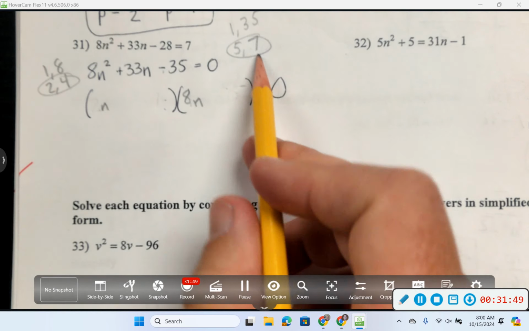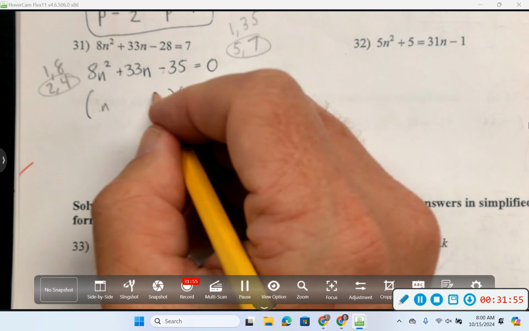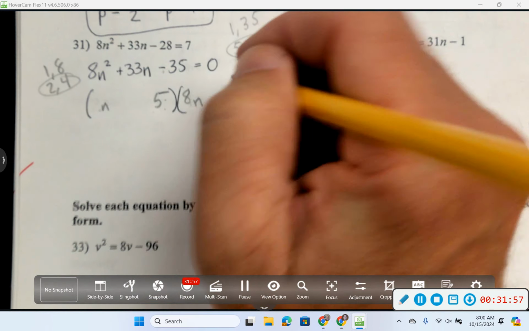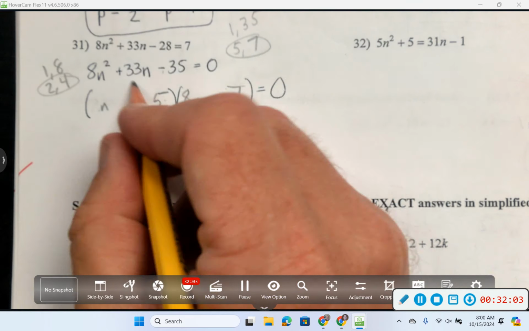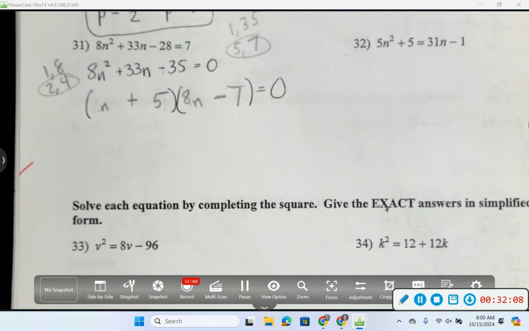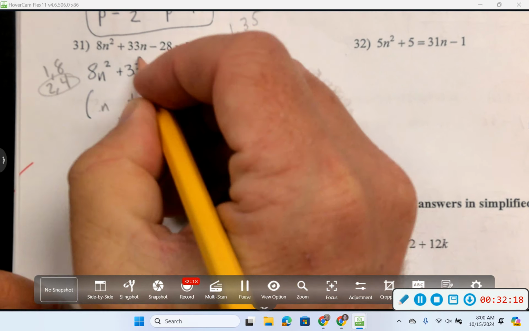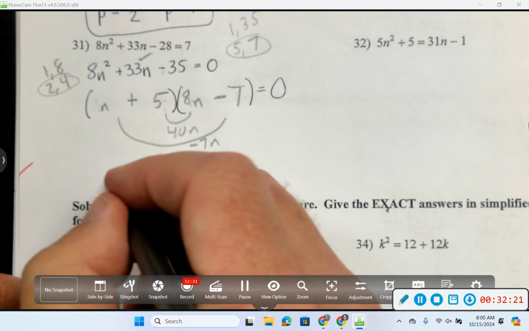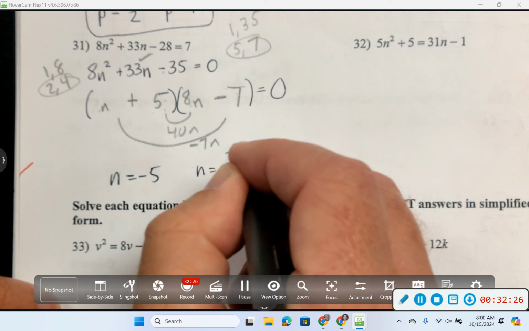Okay, 8 has to be... 8 times 7 is 56. That's not good. Oh, here we go. 8 times 5 is 40, minus 7 is 33. So I want a positive 40 and a minus 7. Yeah, that was kind of an ugly one. 40 in, minus 7 in. Yeah, so we got it. So n equals negative 5, n equals 7/8.